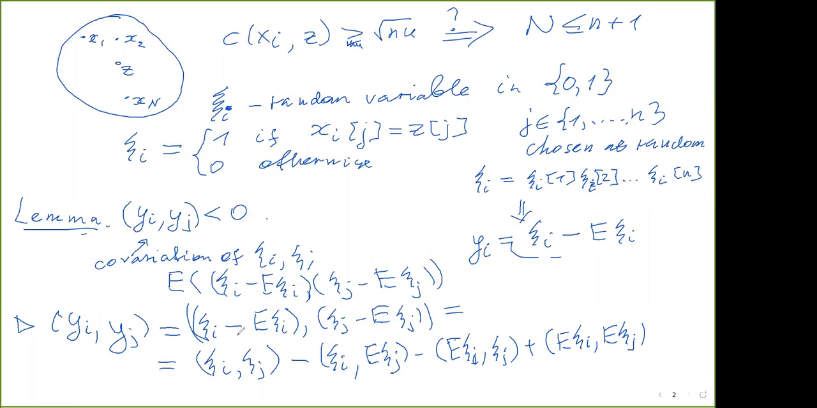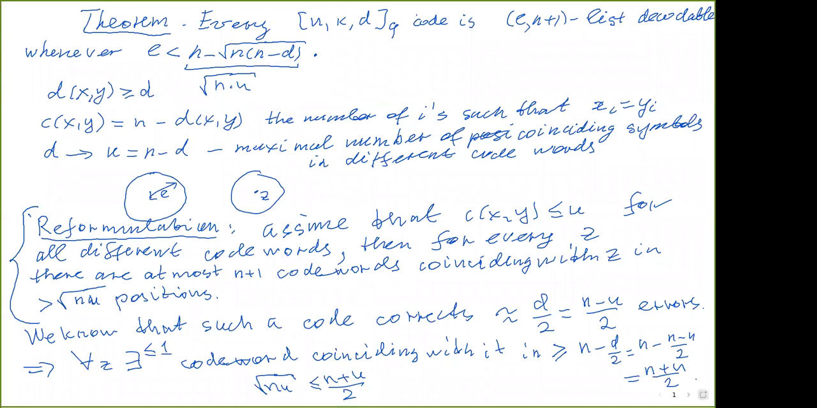Now, what do we know about this? So we need to upper bound this sum. Xi and Xj may be upper bounded using the fact that the minimum distance of the code is large, or in other words, any two different code words coincide in at most u positions.